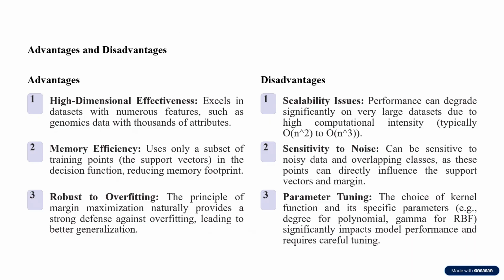What are the advantages of SVM? The advantages are, first, high dimensional effectiveness, memory efficiency, and robustness to overfitting. Here you can avoid the overfitting because we are maximizing the margin, doing it on the marginal separations. Next is memory efficiency: it uses a subset of training points in the decision function, which reduces the memory footprint. High dimensional effectiveness means data sets with numerous features, such as genomics data with thousands of attributes, I can handle in the case of SVM. These are some of the advantages.